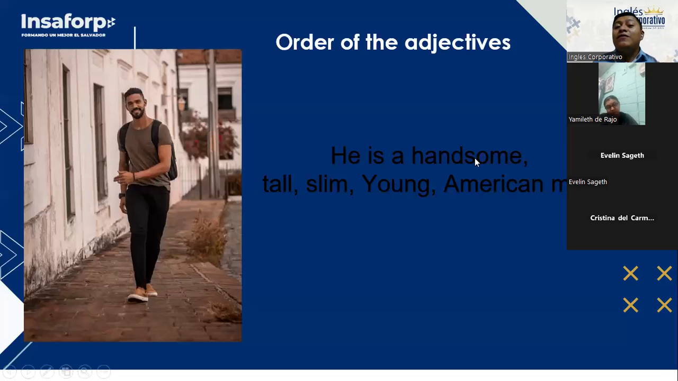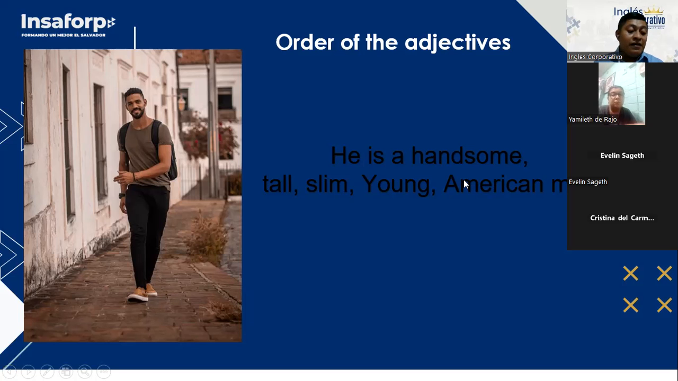So, order of the adjective. He's a handsome, tall, slim, young American man. ¿Cuál sería el orden correcto de esos adjetivos? Primero tengo que buscar opinión. Sería, ¿cuál es su opinión acerca de este chico? ¿Cuál es el adjetivo que da una opinión general de él?